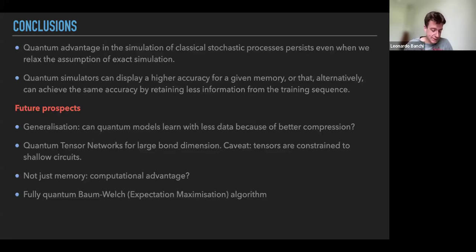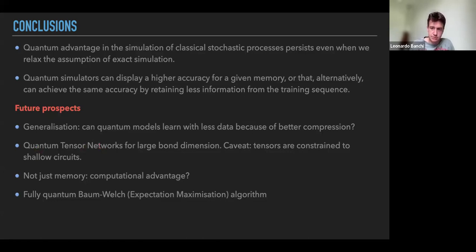And then in terms of future prospects, the main question for me is generalization. So, to see whether the advantage in the compression can result in the ability of quantum models to learn with less data because of the better compression. Another possible future prospect is to use quantum tensor networks, where we use a quantum simulator to simulate these tensor networks in the regime where the bond dimension is large. The caveat is that previously all the tensors were, well, not unbounded because they were normalized, but they could take any form, while for quantum tensor networks, the tensors have to be written in a circuit form, and so they had to be constrained to a shallow circuit. Whether the advantage persists is just an open question.